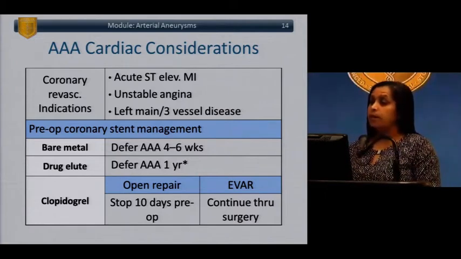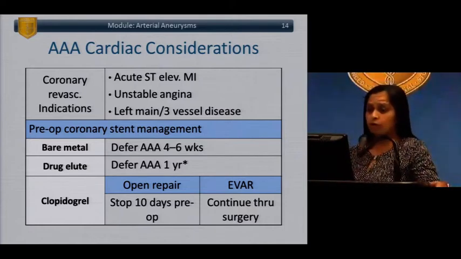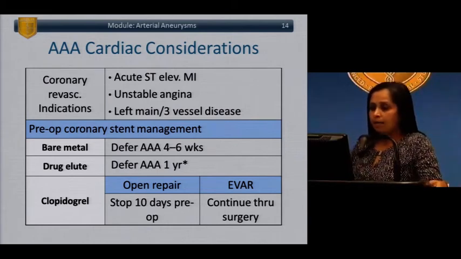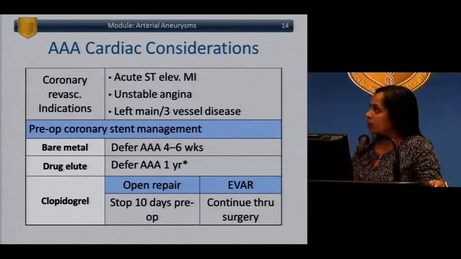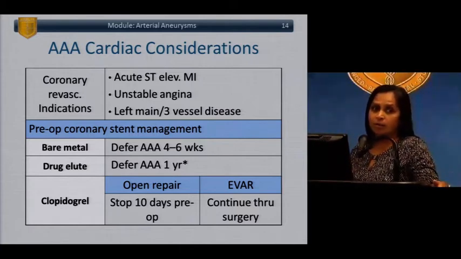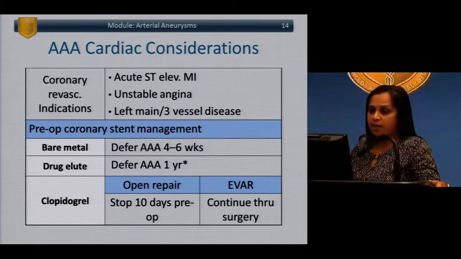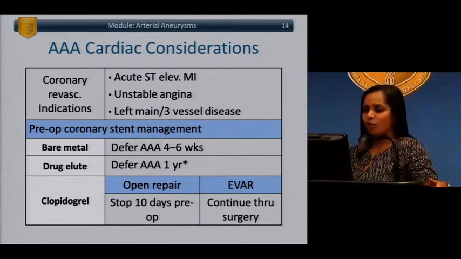Another question that comes up is consideration of patients that actually have known coronary disease, or you define that they have coronary disease in the process of the workup. So again, listed here are some of the indications for doing revascularization prior to an aneurysm repair. In general, it's somebody that either has symptomatic coronary disease or has severe left main or 3-vessel disease. And then this question used to come up a lot in terms of when you can do an elective aneurysm repair after a coronary intervention.